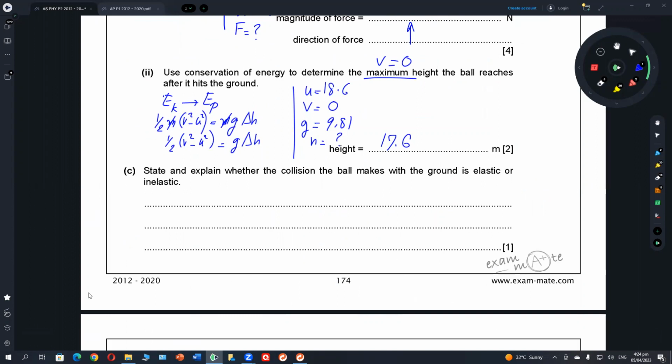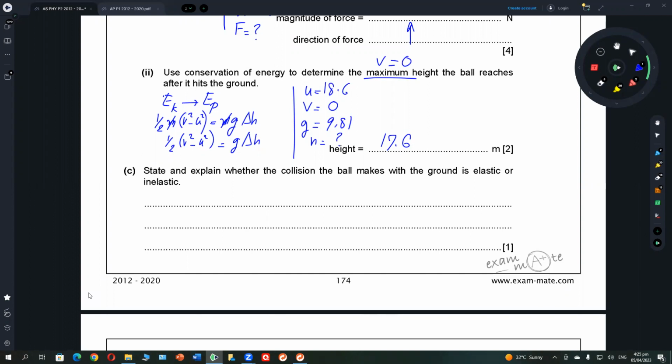So what should I say now? State and explanation. Is it an elastic collision or inelastic? It will be an inelastic collision because the velocity upon falling down and coming up in the rebound will be different. Good. So the answer would be the collision is inelastic.